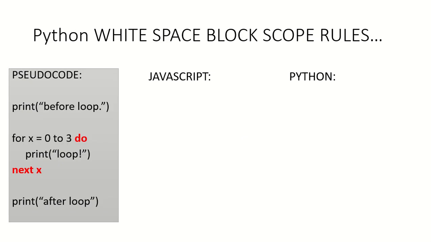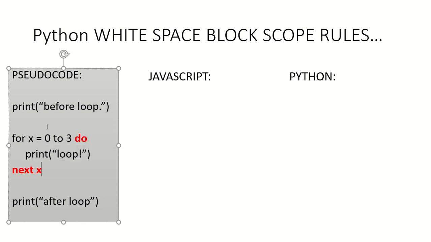Now, to understand Python's white space block scoping rules, we need to talk about how this might look in other languages. So in pseudocode, we've got this bit of code here. We're printing out the message before loop. Then I've got for x equals 0 to 3 do, print loop, exclamation point, next x. So this effectively is my iteration loop. X will count from 0 and count up to 3. So this loop will run 4 times, and we will therefore print out the loop message 4 times.